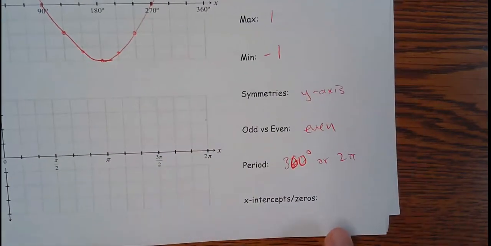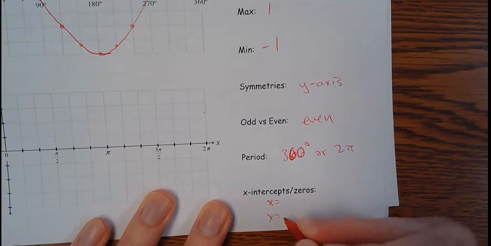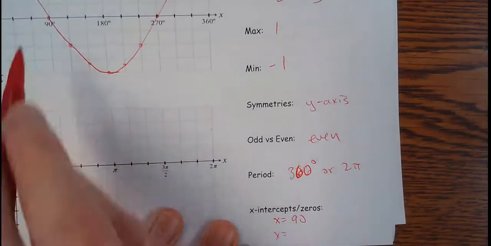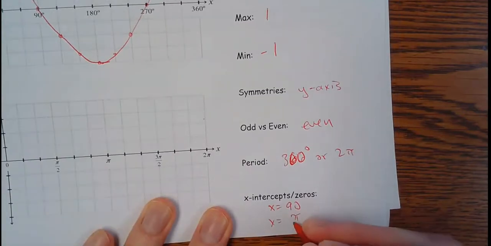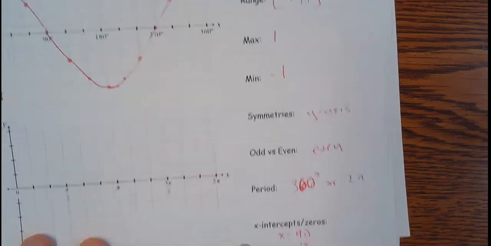Now the x-intercepts, or the zeros, are going to happen when x equals, and it depends on whether we're talking about degrees, like the first one's at 90 up here, the first one's at pi over 2 down here, and then you could just cycle through that, but it's not every 2 pi that it happens, it's actually every pi that it happens.